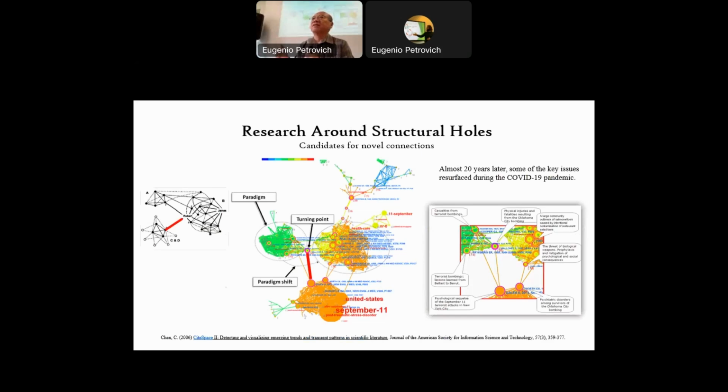So to translate that structural hole theory, instead of looking at a social network, we're looking at a conceptual network of citations. Actually, it's a co-citation network, so people co-cited. The area we're looking at is around structural holes and the bridges, the ones connecting different fields, different communities.